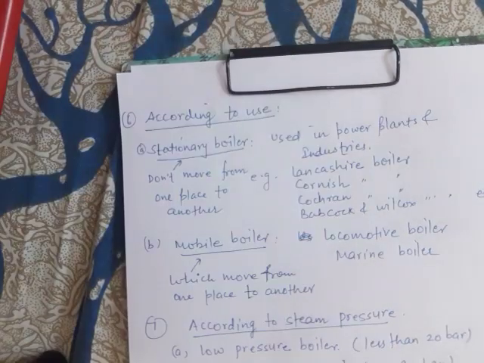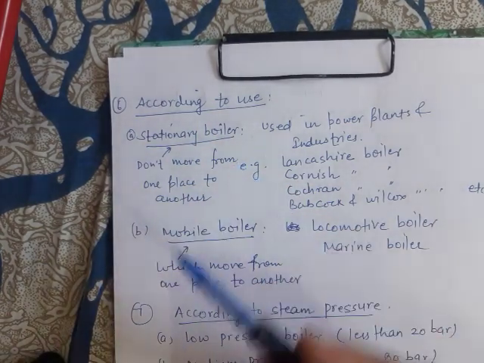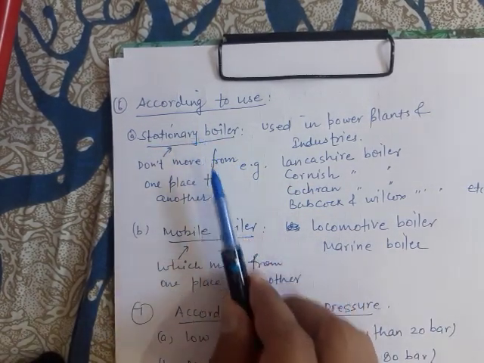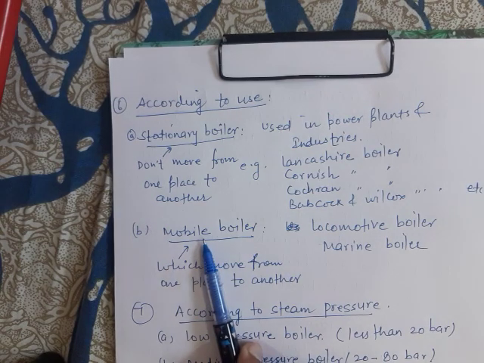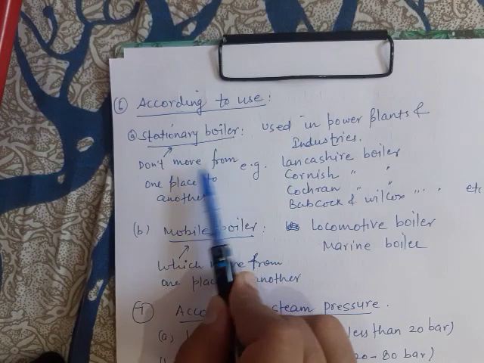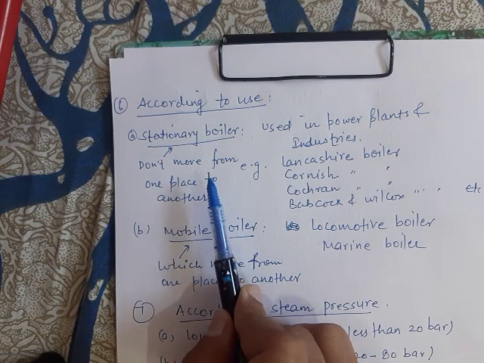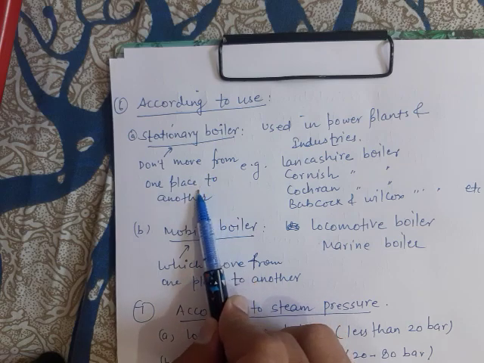Now the sixth important criteria for classifying the boilers is according to the use. According to the use, there are two types of boilers. One is stationary boilers and another one is mobile boilers. In a stationary boiler, the boiler cannot move from one place to another place. The boiler is stationary at its place and it cannot move from one place to another place.